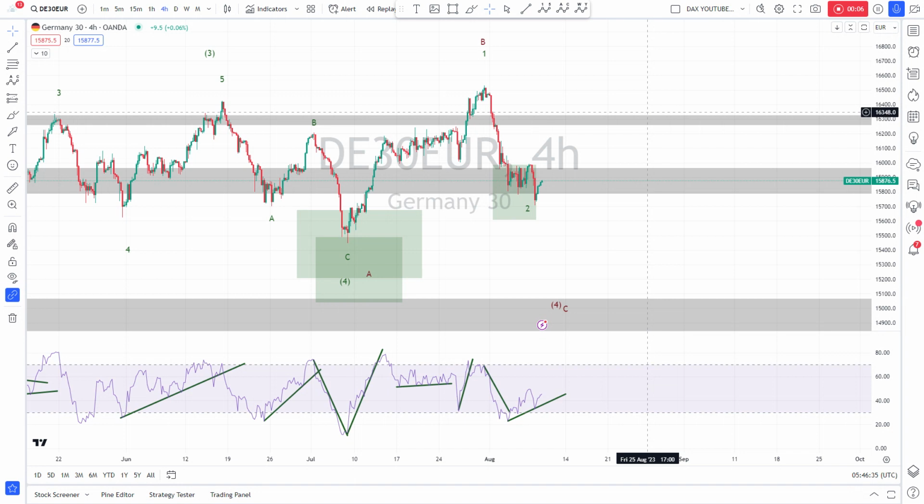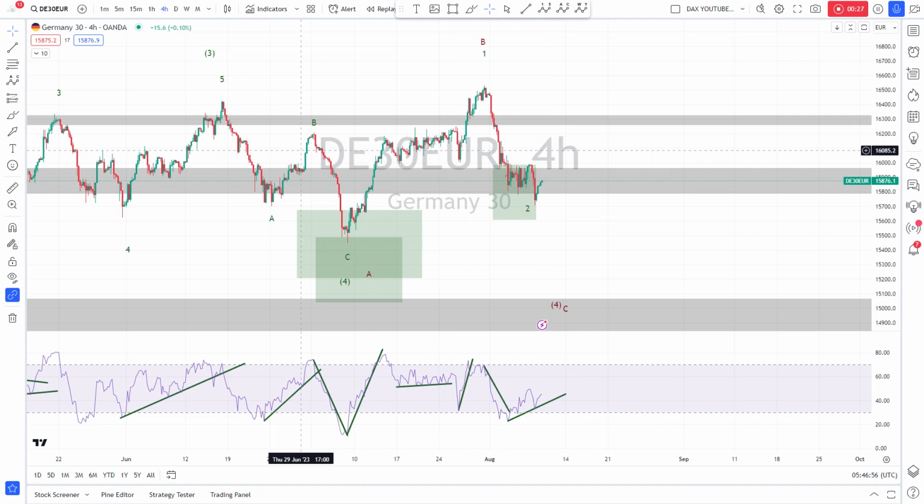Time is around 5:45 GMT, and we will have a look at the DAX futures on the Oanda platform. So here we are looking at the 4-hour chart, and currently I'm considering two scenarios on the DAX. I believe both are equally valid, so let's have a look at them.